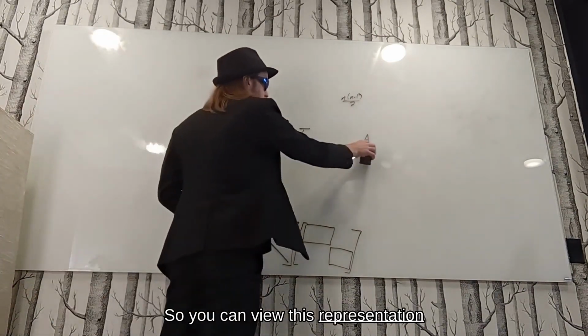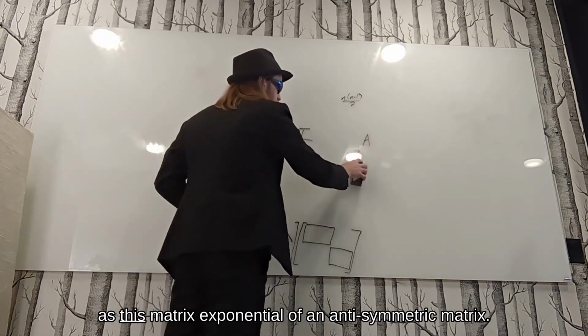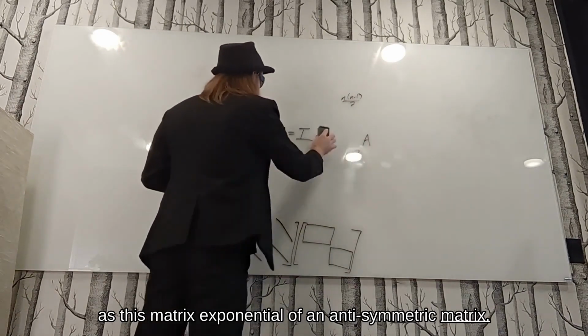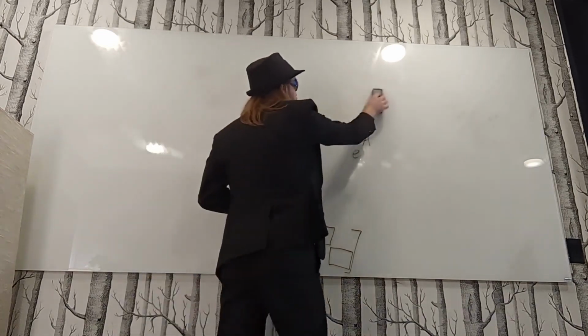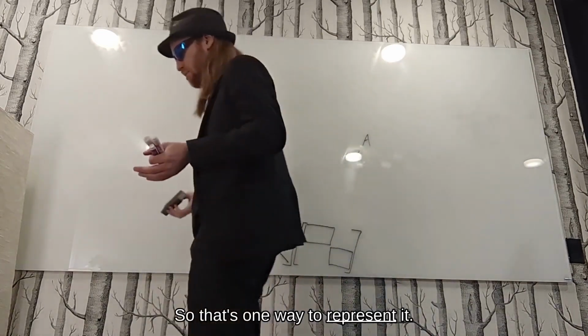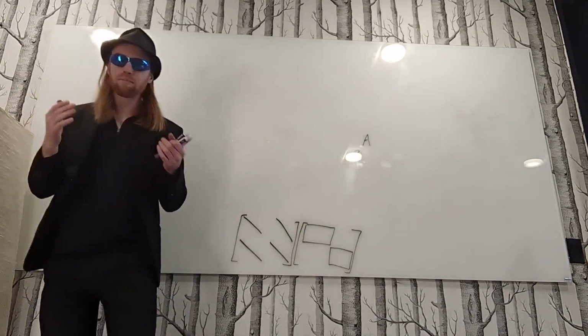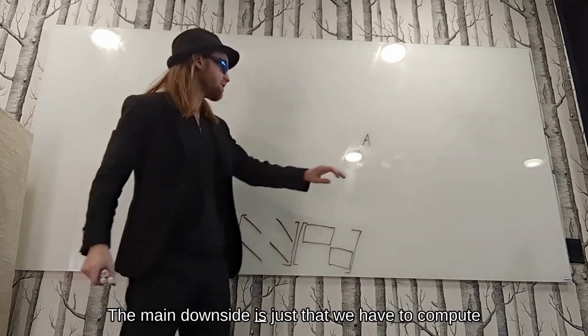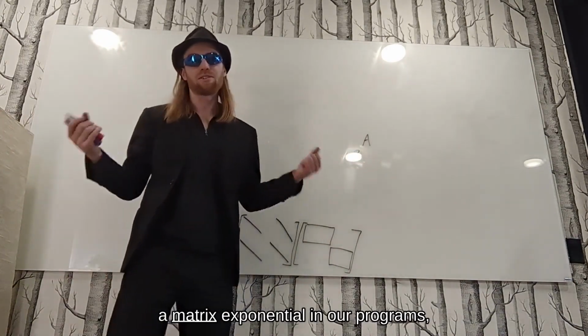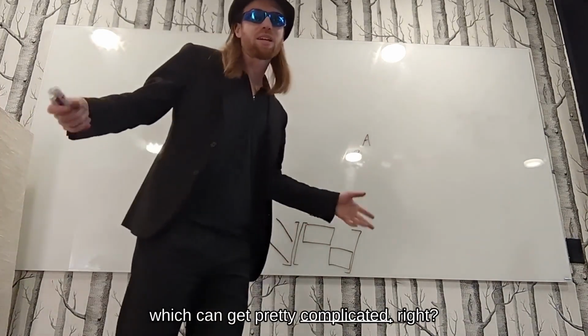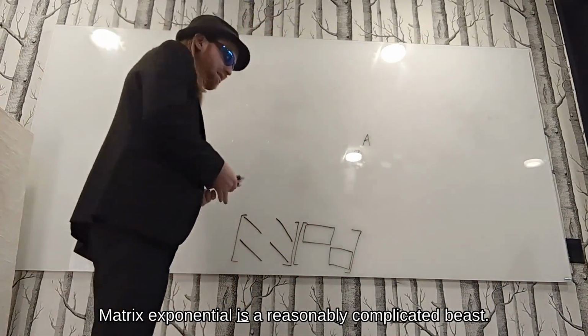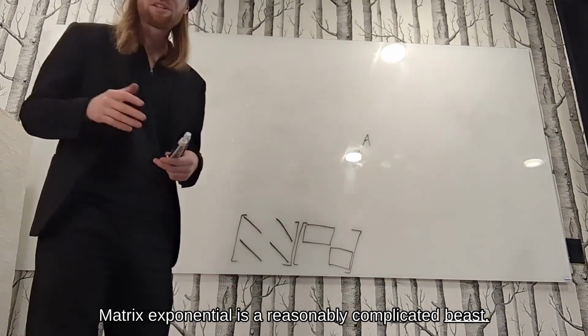So you can view this representation as matrix exponential of an antisymmetric matrix. You can view this as sort of a generalization of Euler's formula. So that's one way to represent it. That's pretty decent. The main downside is just that we have to compute a matrix exponential in our programs, which can get pretty complicated, right? Like matrix exponential is a reasonably complicated beast.